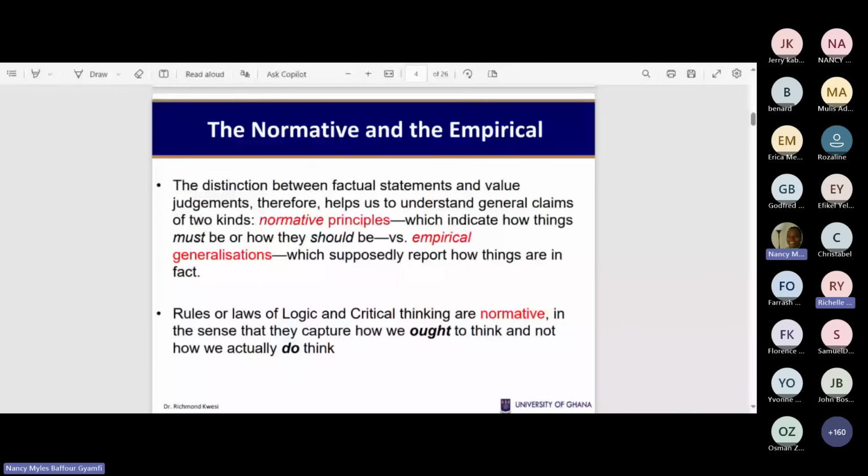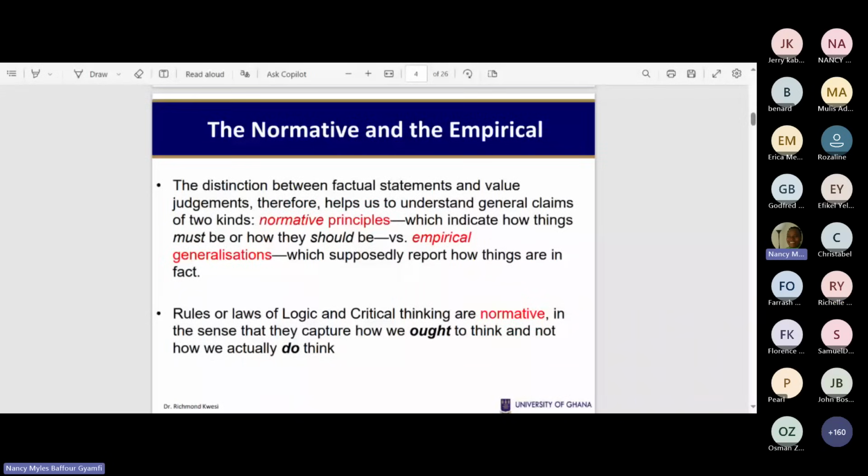The distinction between factual statement and values judgment therefore helps us to understand general claims of two kinds: normative principle, which indicates how things will be or how they should be, versus empirical generalization, which supposedly reports how things are in fact. Rules or laws of logic and critical thinking are normative in the sense that they capture how we ought to think, not how we actually think.